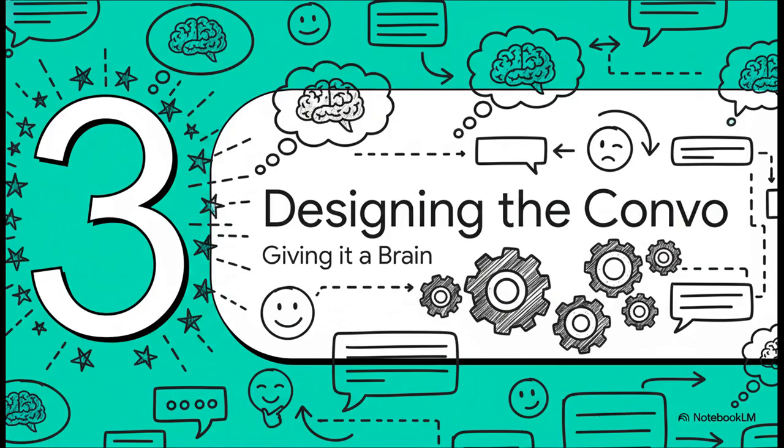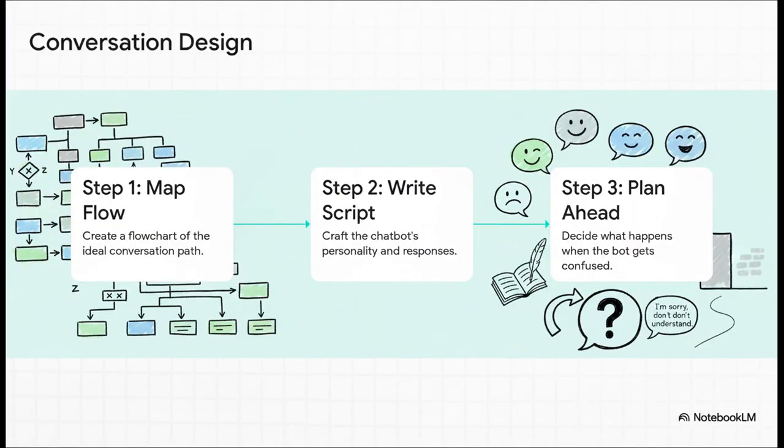Okay, you've got your goal, you've got your tools. Now for the really fun part, the creative core of this whole thing. We're talking about designing the actual conversation. This is where you give your chatbot a personality and a brain. You can really break this down into 3 key steps. First, map the flow. I mean, literally, grab a piece of paper or whiteboard and draw a flow chart of how you want the conversation to go. Second, write the script. What's the vibe? Is your bot super friendly and casual, or more professional and to the point?